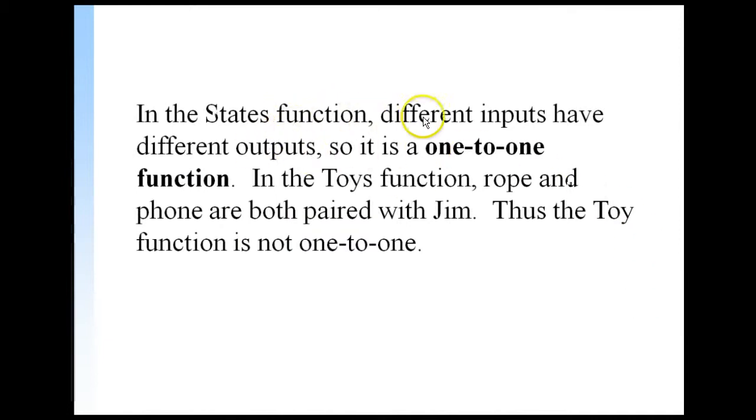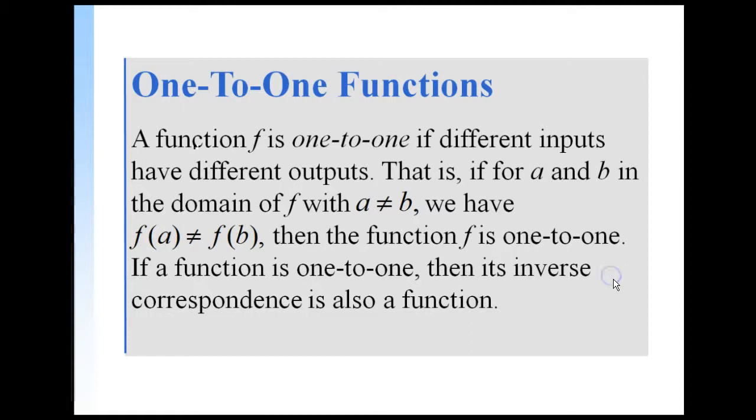In the state functions, different inputs have different outputs. So it is a one-to-one function. In the toys function, rope and phones are both paired with Jim. Thus, the toy function is not one-to-one. All right, it's just reviewing what we said.